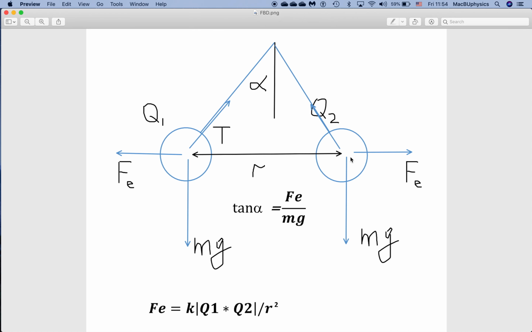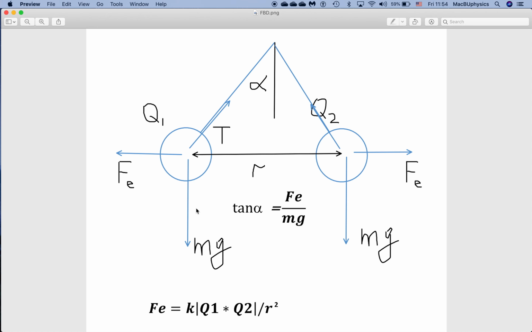If the force becomes stronger, repulsion becomes stronger, and that should make this angle larger. However, if the angle increases, the distance between the balloons also increases, and that should make this force weaker. So we've got two competing mechanisms, which makes this problem actually not trivial.